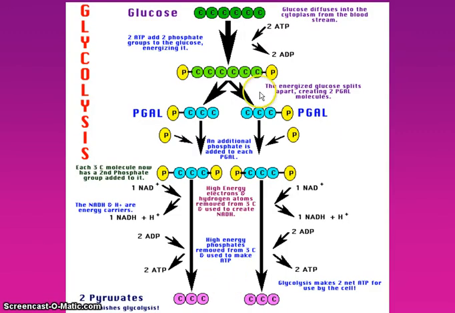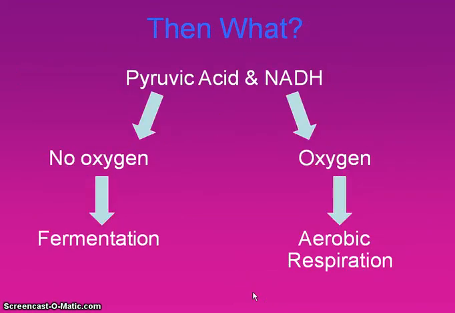And that's what this diagram here shows. We take a glucose molecule, essentially split it in half, rearrange a couple phosphate groups, and we end up making these pyruvate molecules. So at that point in time, we now have pyruvic acid and NADH, so which way we go depends on whether there's oxygen available. If there's not oxygen, then the cell's going to undergo fermentation. If there is oxygen, then we're going to undergo aerobic respiration.